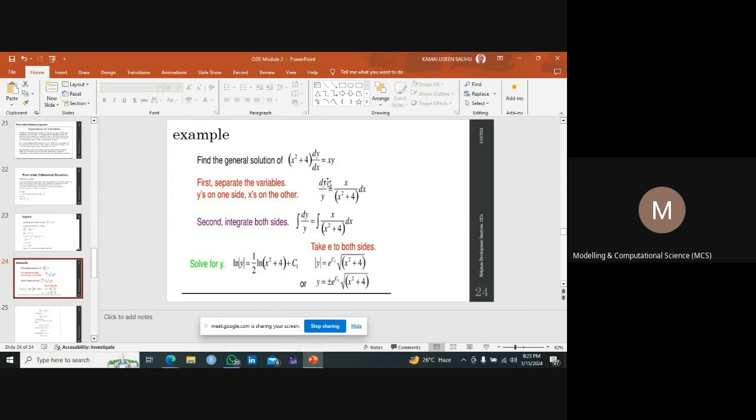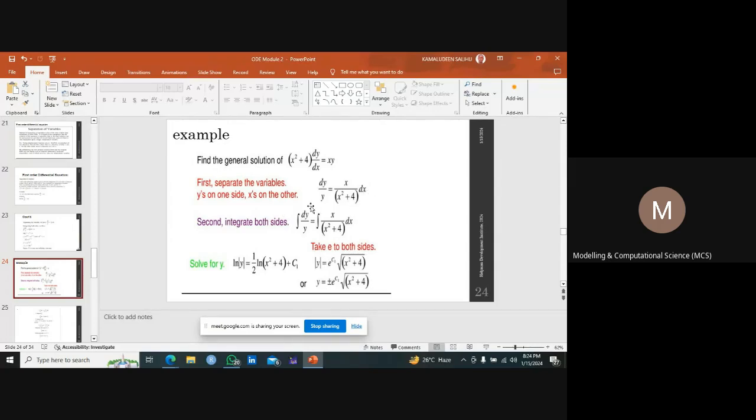So you still have your y at the left hand side. What do you do again? You divide both sides by y. When you divide both sides by y, you have the next step you're having here. Then after that, you want to take all x function or x variable to the other side. So you divide both sides again by the bracket of x squared plus 4, and you have dy over y to be equals to x all over x squared plus 4 dx.